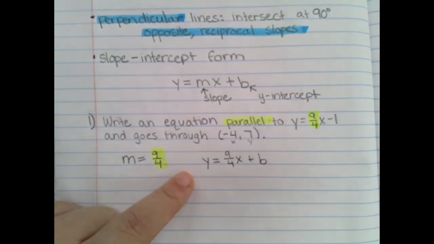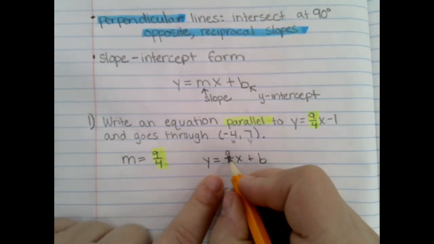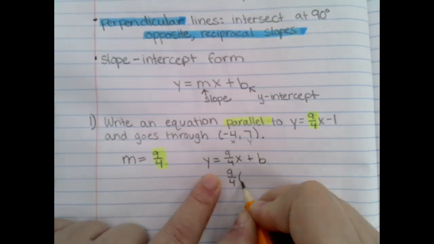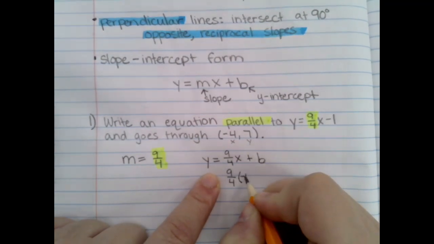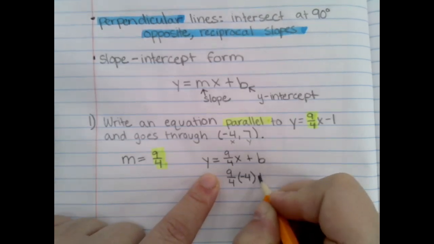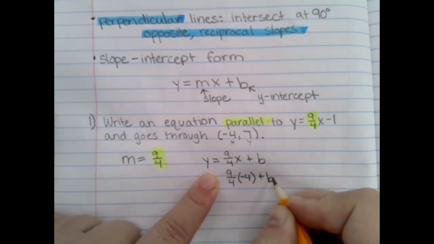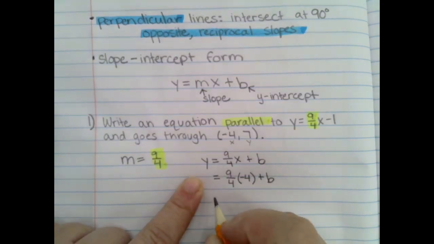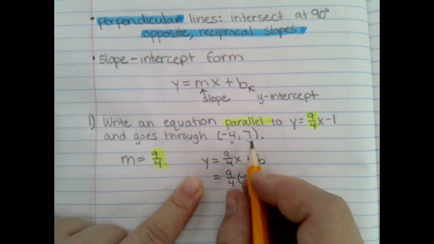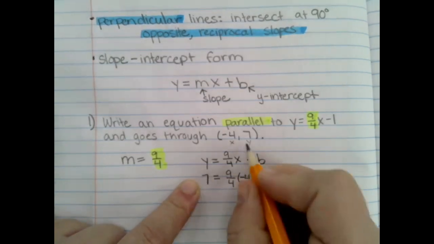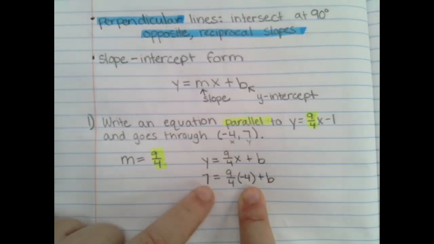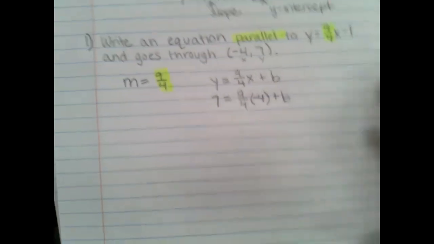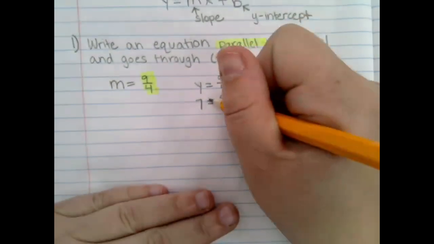All right, so here's our x and our y. What this is telling me is if I do 9/4 times our x, what is our x? -4. And I do that plus some number, what does my answer have to be? What is my y? What would my output be? 7. Because that's where that ordered pair comes from. When I put negative 4 in, I have to get out 7.